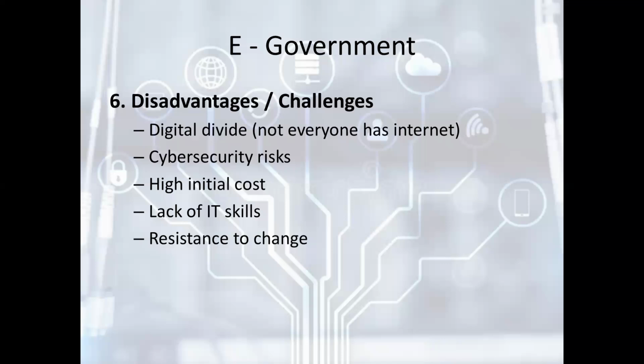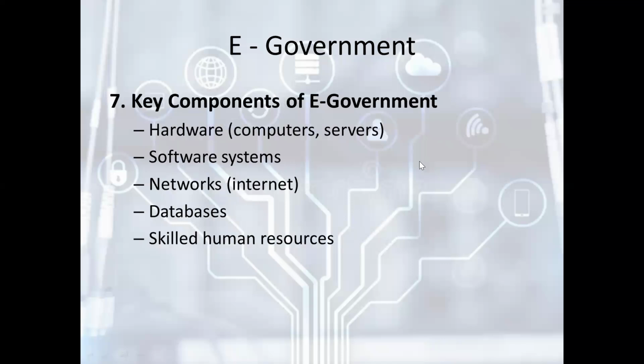Like see the QR code system. There were some issues in the system itself also, but even if there were no issues, the elder generation would still blame the system because they resist change. The components of e-government: hardware, computers, servers, monetary software systems, network, databases, field human resources.